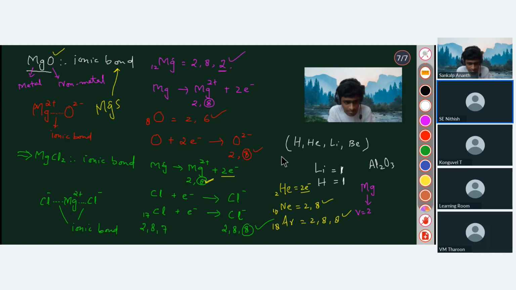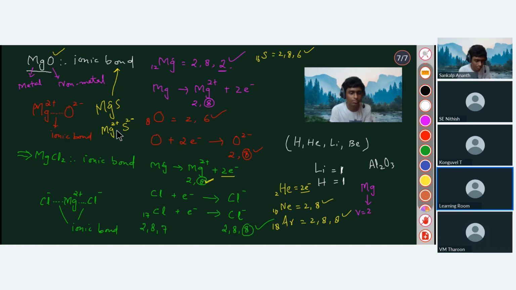They both lose... Magnesium has 12 electrons and will lose 2 electrons. Sulfur has 16 electrons and will gain 2 electrons. Mg is 2 plus and S is 2 minus. Exactly. They both are of equal power. Magnesium will lose 2 electrons and sulfur will gain these 2 electrons. So it will be Mg2+ and S2-. Shall I move to the next page? Yes, sir.